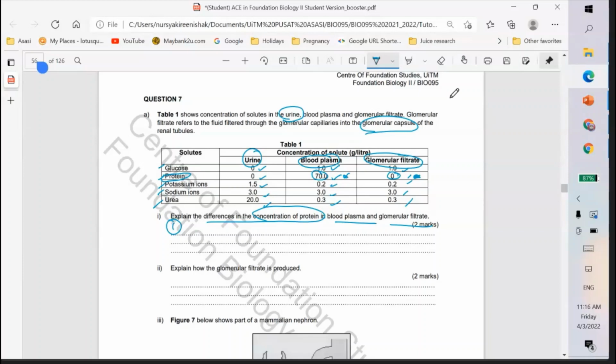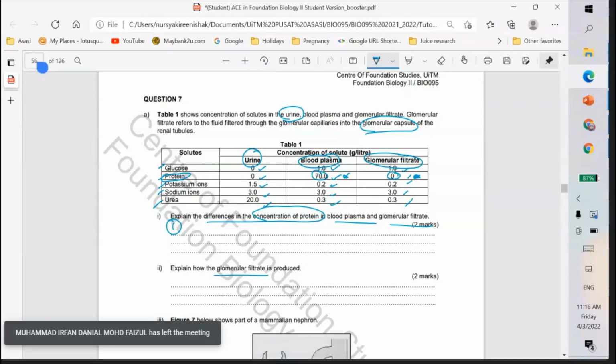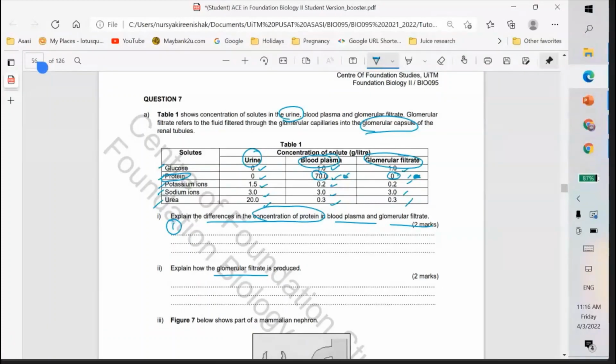So next for question number 2, Shirley. For A2, explain how the glomerular filtrate is produced. My answer is blood flows through the glomerular capillaries under high pressure, forcing more than 10% of the plasma out of the capillaries and into Bowman's capsule.